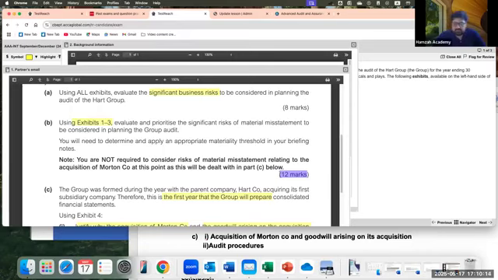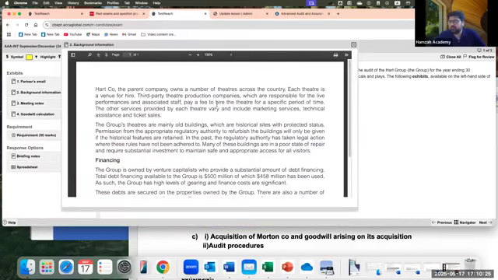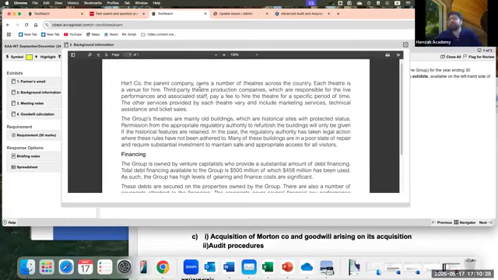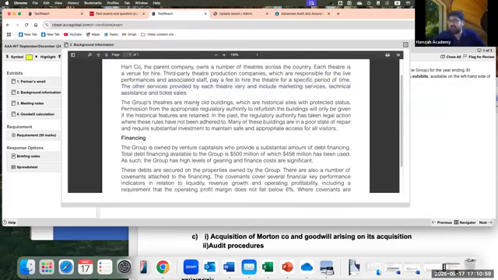So now we will be moving and discussing it. So Hart company, the parent company, owns a number of theaters across the country. Each theater is a venue for hire. Third-party theater production companies, which are responsible for the live performances and associated staff, pay a fee to hire the theater for a specific period of time. The other services provided by each theater vary and include marketing services, technical assistance, and ticket sales. The group theaters are mainly old buildings which are historical sites of protected status.